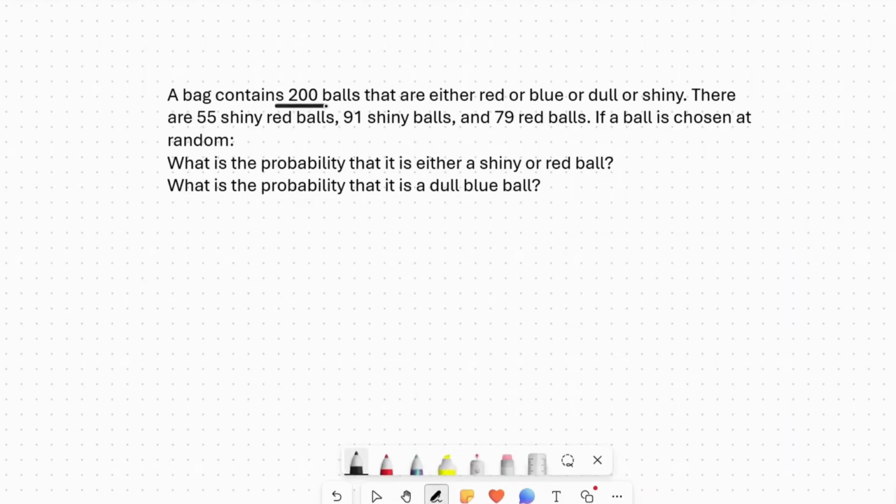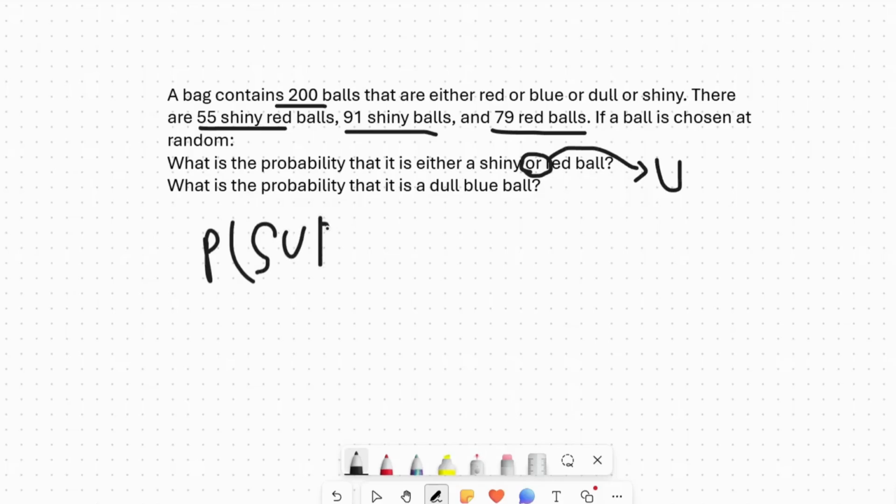The given values are 200 balls that are either red or shiny, dull or blue. Then shiny red is 55, 91 shiny balls, 79 red balls. If a ball is chosen at random, what is the probability it is either a shiny or a red ball? There is a use of or. Or means we have to use union. So basically we have to find probability of shiny union red.